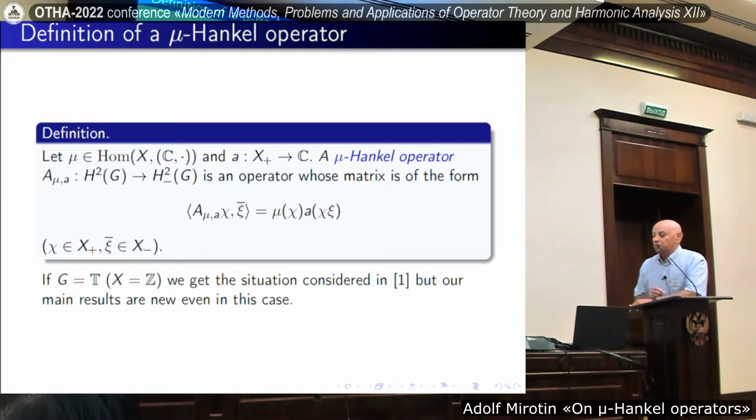So if we take G to be the circle group, this definition turns into the previous definition of mu-Hankel operators. And if the generalized character mu is identically the unit, we get the definition of Hankel operators between H2 of G and H2 minus of G.